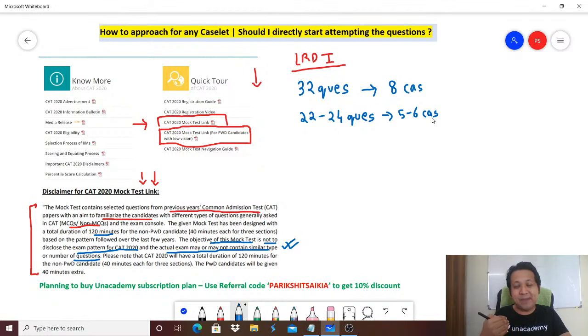If you get 5 to 6 caselets, which caselets do I pick up first, and do I straight away start looking at the questions? That is a $1 million question in almost every CAT aspirant's mind.